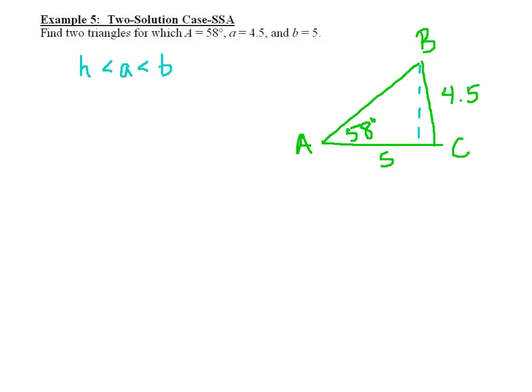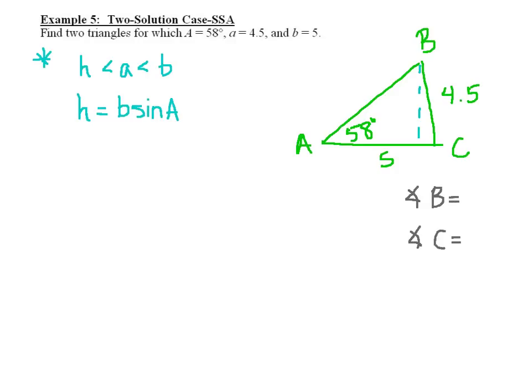And when you want to find out what your height is, well, your height is just equal to your B times the sine of A. So we'll get to that here in a moment. But when you first solve this problem, you know you're going to need to find angle B. You're also going to need to find angle C and side C. So here are the three things we're looking for.